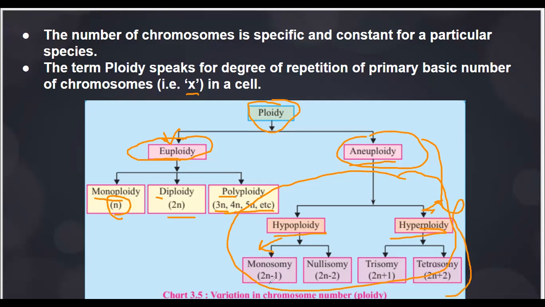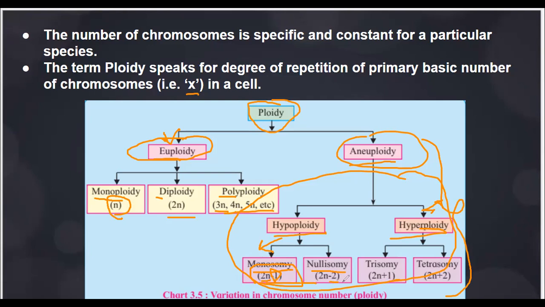So there might be genetic disorders wherein 2n minus 1. Okay, 2n is the normal chromosome set that should be there in an individual, but one less chromosome is there in that person. So he or she might suffer from monosomy. Minus 2 chromosomes, not 2 sets, 2 chromosomes. So the person might have nullisomy. Or one extra chromosome, that is also there.